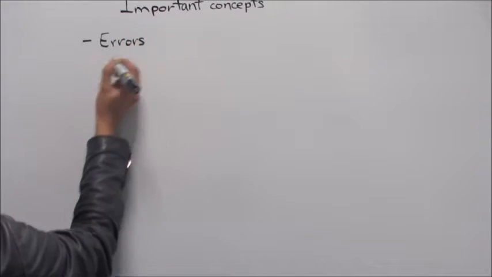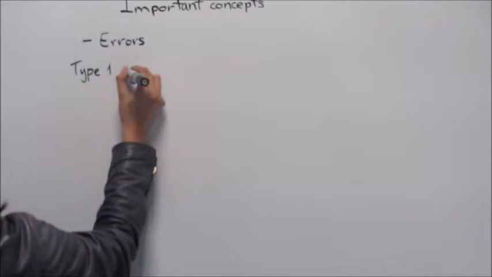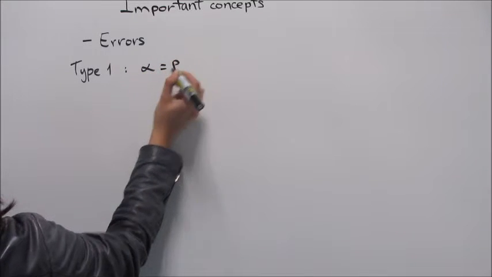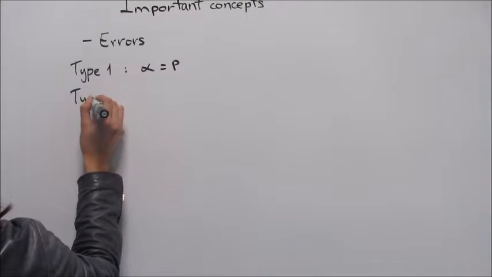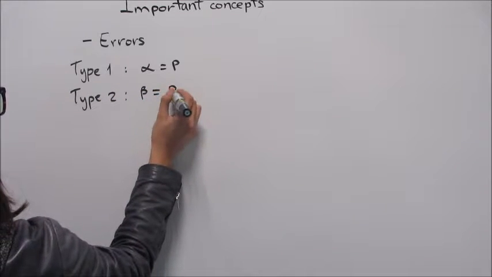There are two types of error. Type 1, alpha equals P, occurs when H0 is true but we reject it. Type 2, beta equals P, occurs when H0 is false but we fail to reject it.